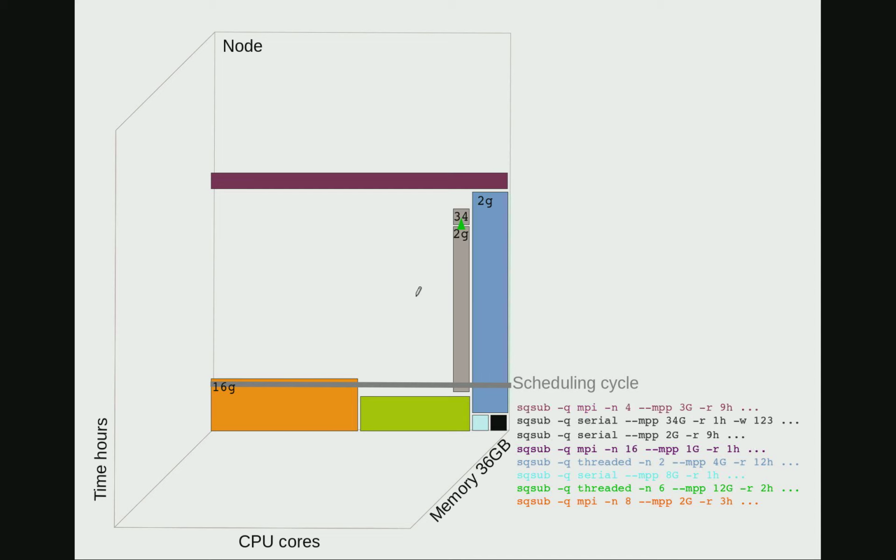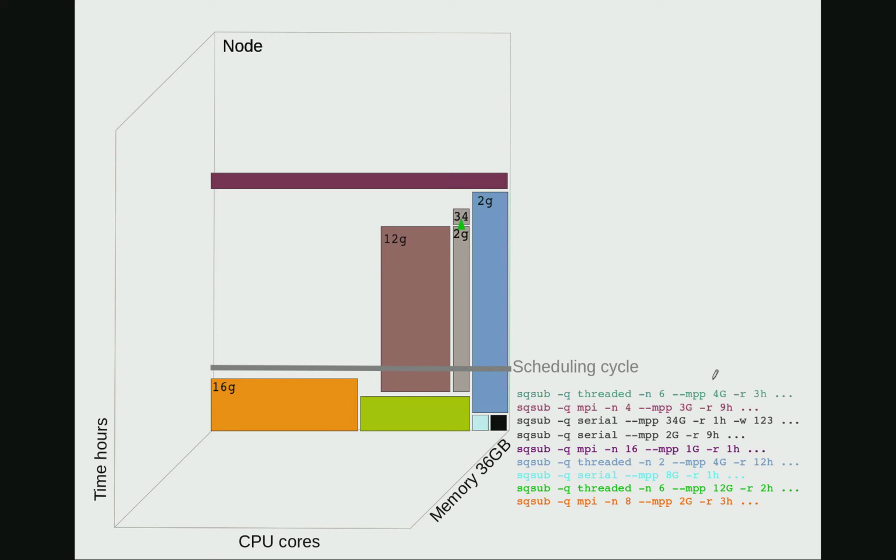So we'll leave it like that, and then we'll take a look at what happens as more jobs come into the queue. So a user submits an MPI job with 4 nodes and 3 gigs per rank for 9 hours, looks something like this. The scheduler moves forward. There's a threaded job, 6 cores, sharing 4 gigs for 3 hours, looks something like that. Another threaded job with 12 gigs for 3 hours, and then it stacks on top of there. So these jobs will keep accumulating, and this will end up being some complex pattern of resources.